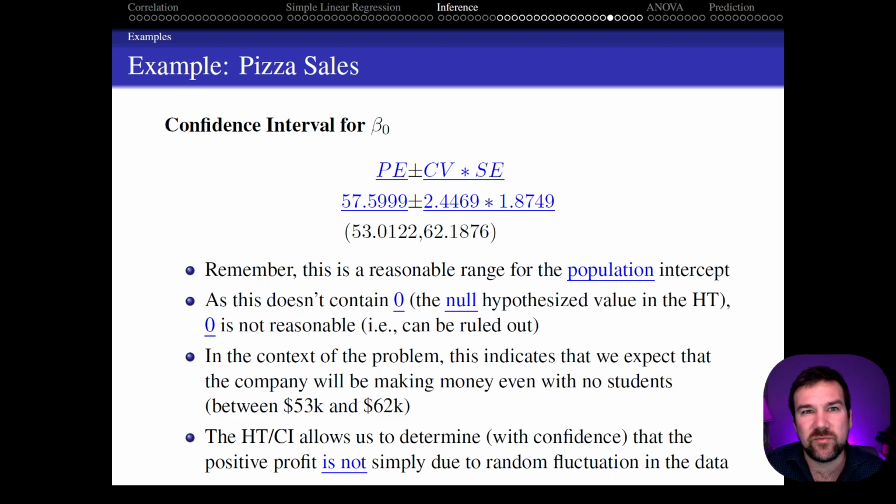So I might be a little bit careful here because I am extrapolating outside of the range of my data. That's one of those additional contexts we talked about. So here, based not accounting for that, $53,000 to $62,000 would be reasonable to expect in sales when there's no students. But there's more to it than just that.